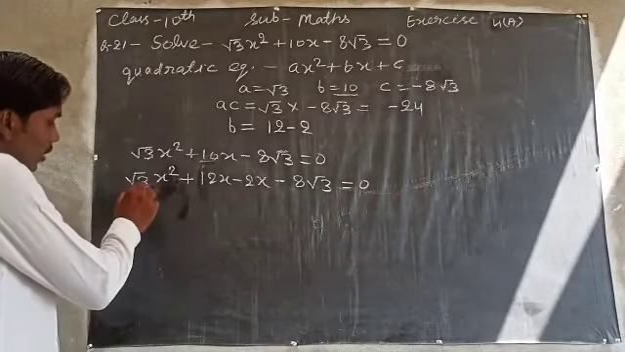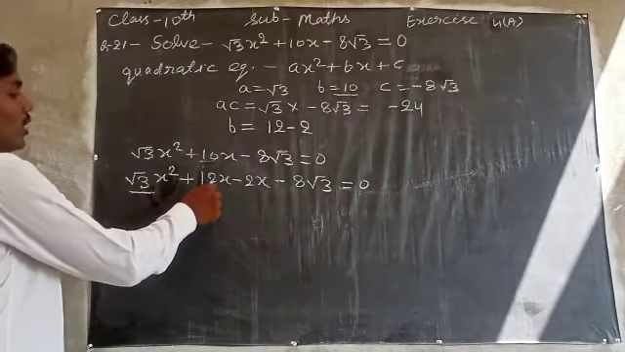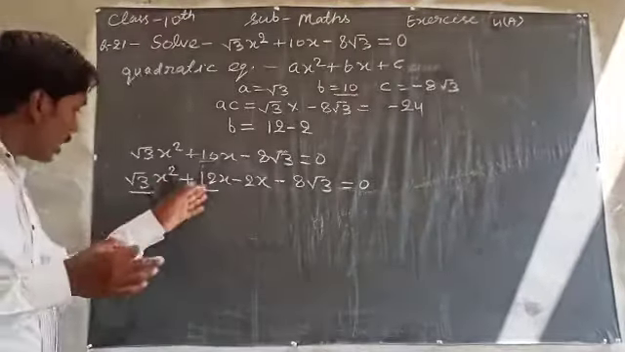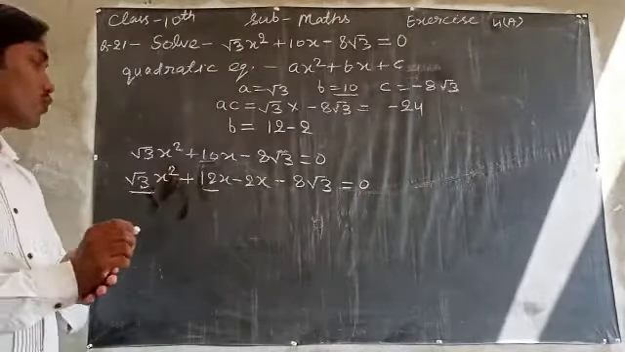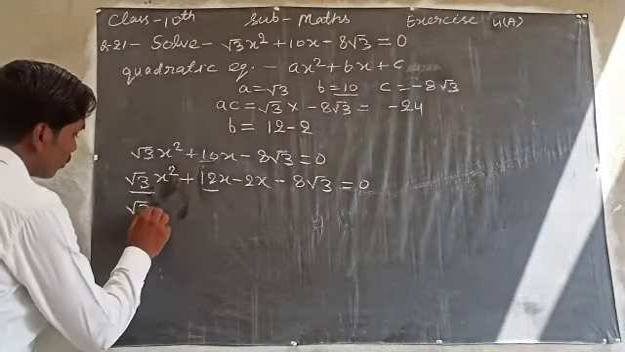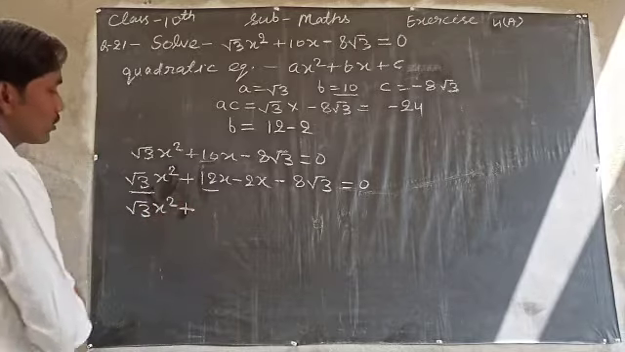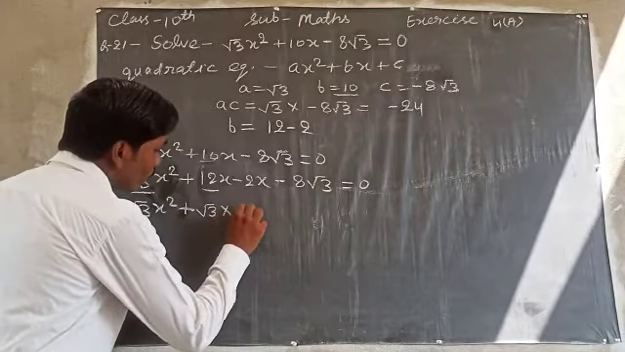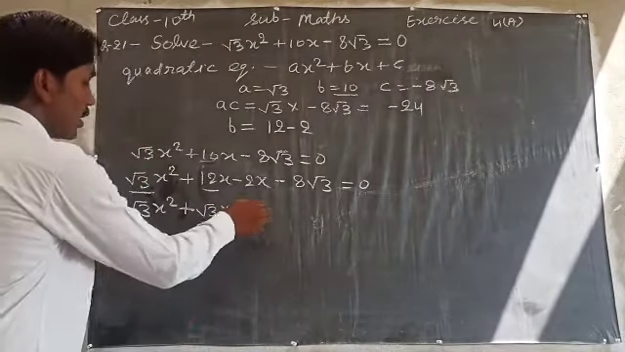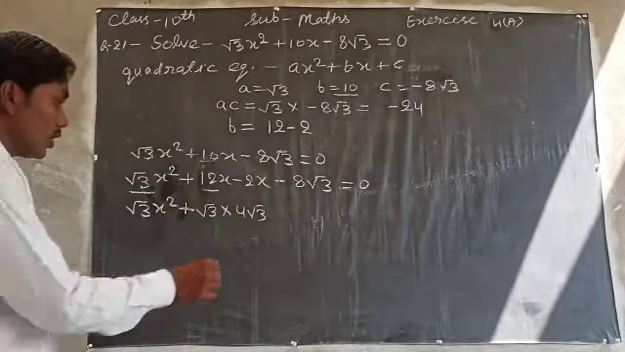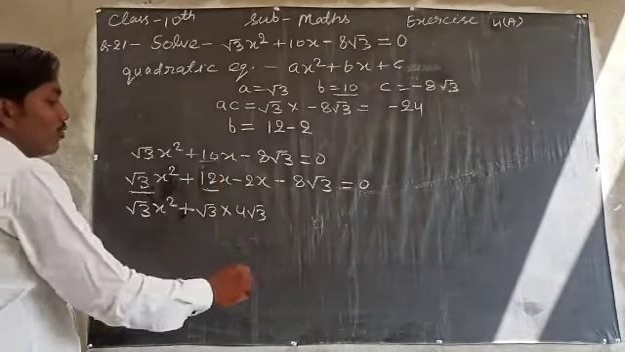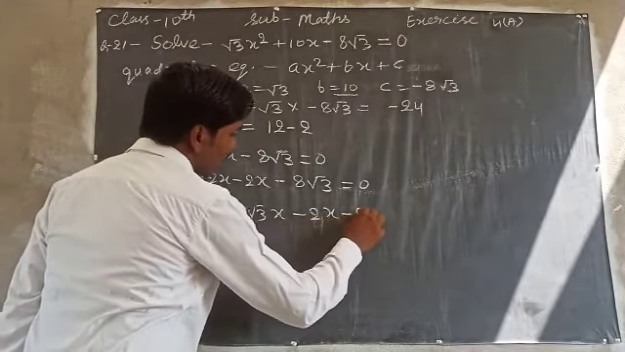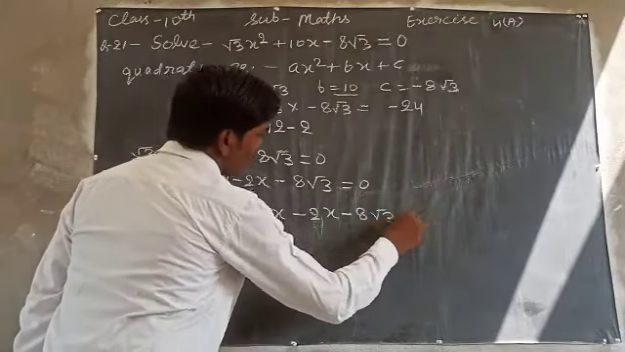Now here we see root 3, but here there is no root 3, so we will convert this one in the form of root 3. So it will be root 3 x square plus, we can write this one as root 3 into 4 root 3, because root 3 times root 3 is 3 and 3 4s are 12. So this value will remain constant, and here minus 2x minus 8 root 3 is equal to 0.